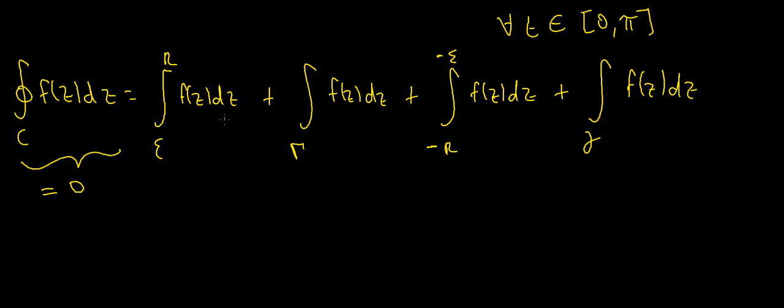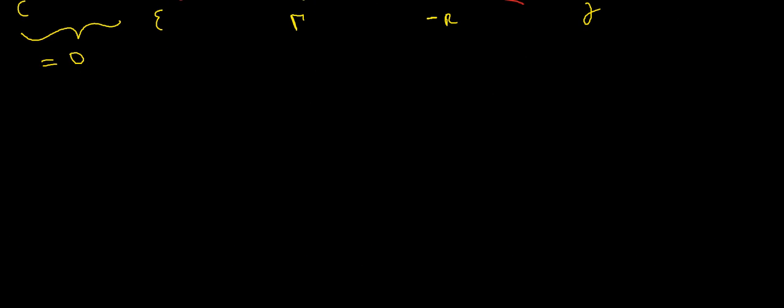Next, I'm going to look at the first integral on the right-hand side and the third integral on the right-hand side. So these, this one and this one. What I'm going to do is see if I can make this third integral look like the first integral and combine them into one single integral so things are easier to deal with. So what's the integral from minus r to minus epsilon of f of z dz?